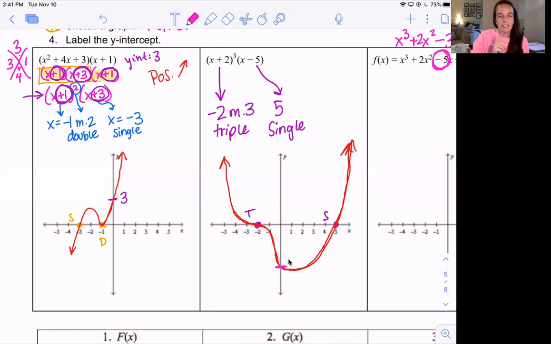Here's the thing, it's not −10. It's actually negative... wait, let me think. It's actually −40. Does anyone have any idea why it is −40? Aha, because of the cube, because 2 is cubed.